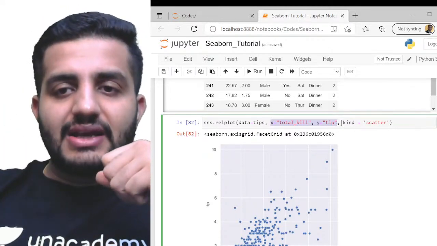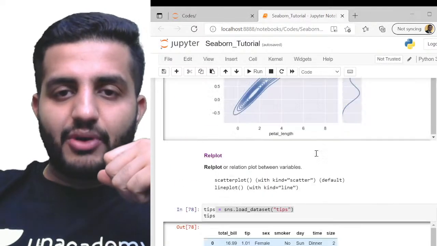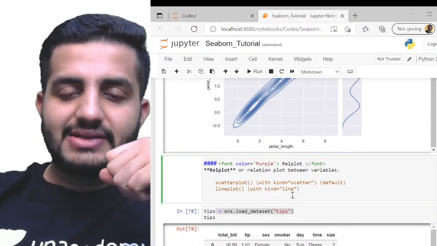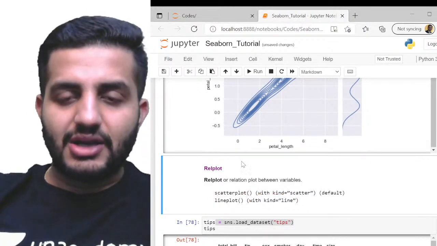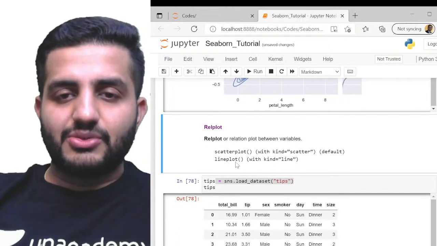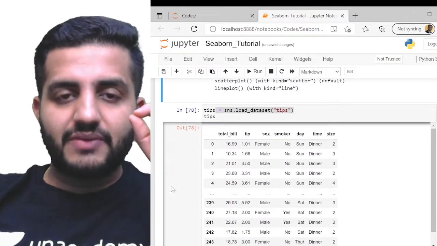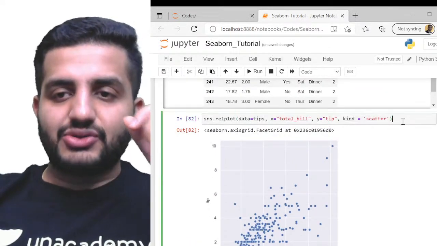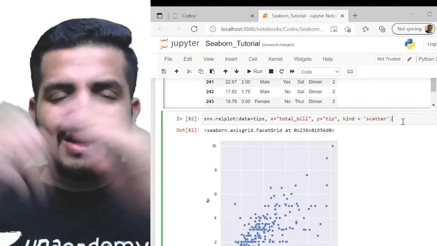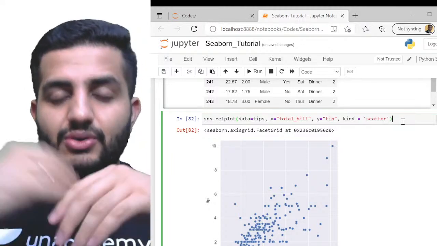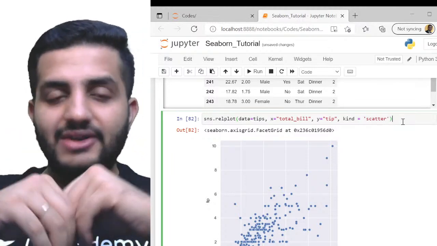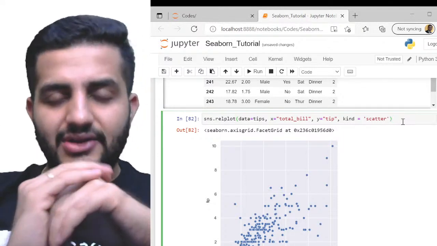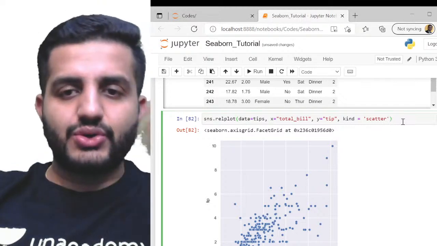Now in the RelPlot we have two kinds majorly: scatter and line plot. I'll show you how the line looks, basically this. And then I have the scatter plot, this. In the form of dots, individual observations are plotted on the X and Y axes. By default it is scatter. If I don't give scatter either, by default in RelPlot it is scatter only. If you want to specify a line chart, then you have to give kind as line. That will give you a line chart with RelPlot. I'll show you that also.